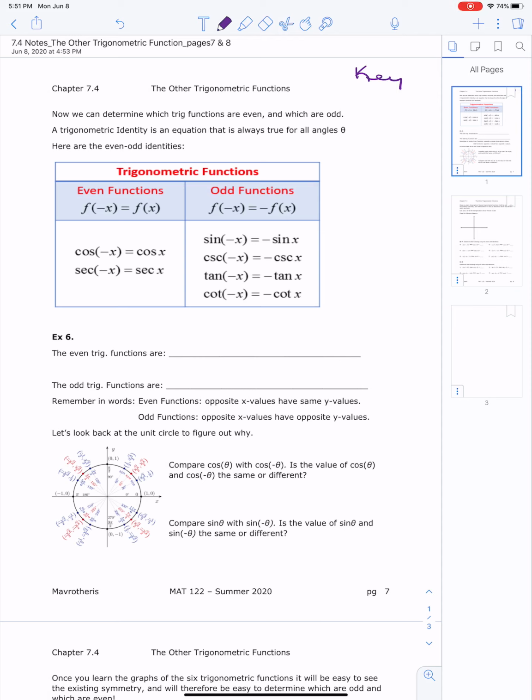Okay, this is chapter 7.4 of the notes, the other trigonometric functions. We are going to knock out pages 7 and 8 together. There is not much on page 7. A couple of things that we want to point out are even functions. Those are the functions that when we plug in the negative x, we get the exact same y as if we plug in positive x.